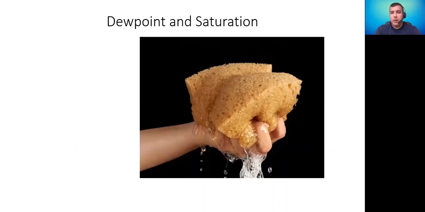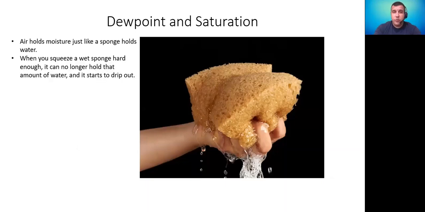So now that we're ready to plot more properties on the chart, we need to talk about the property of dew point and saturation. And to understand it, we need to think about a big sponge like what's in our picture here. Air is like that sponge. It holds moisture. It can hold a lot of moisture. Now, what happens when you squeeze a wet sponge? Well, if you squeeze it hard enough, it can no longer hold the amount of moisture that it did before, and that water or that moisture starts to drip out.